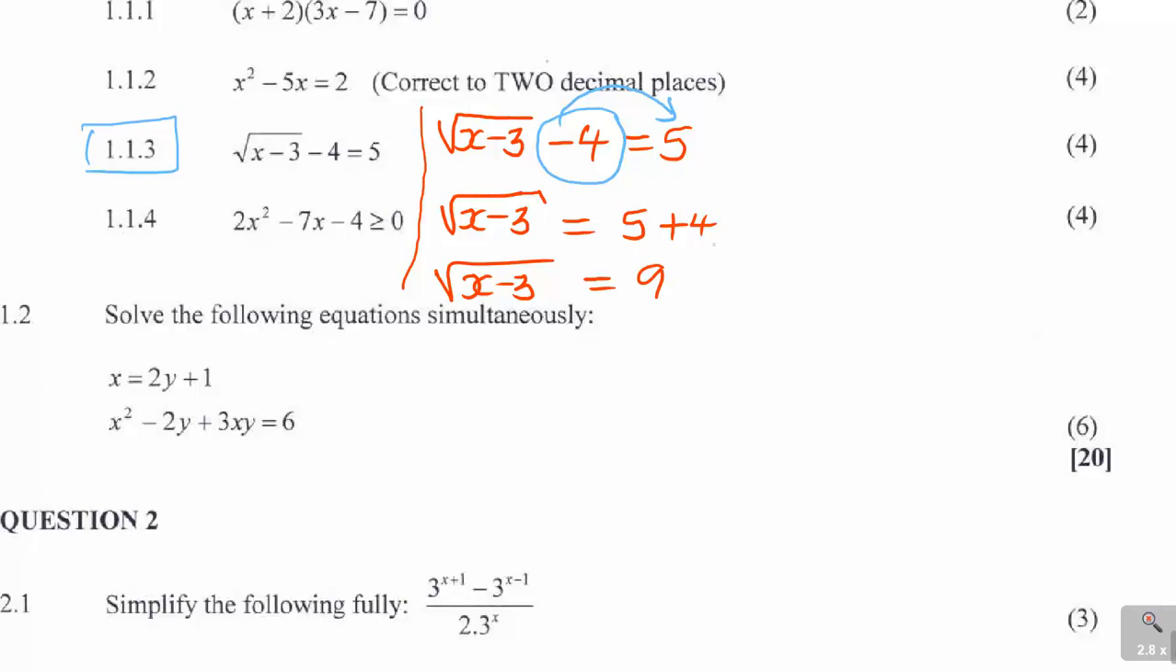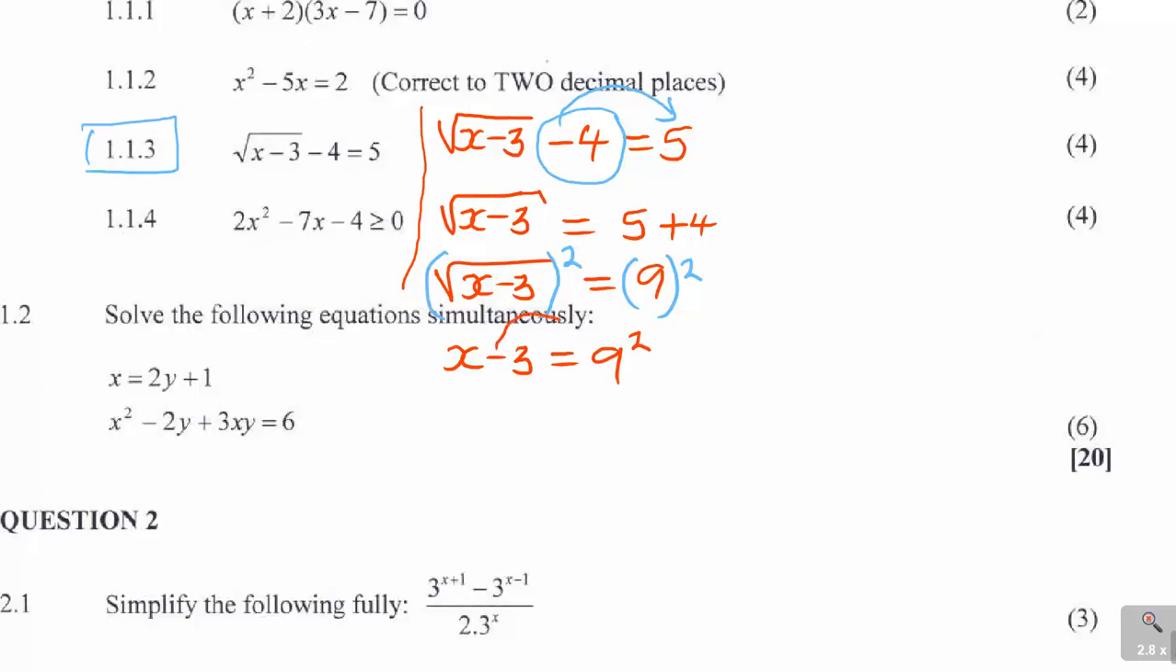First of all, you need to take everything to the other side. Then when you have done that, you can get rid of the square root. Remember, you put a bracket and you square, but what you do on the left, you also do on the right. That is how you get rid of that square root. Then you will have x minus 3 is equal to 9 squared. You can maintain it as 9 squared, or you can change it to 81.